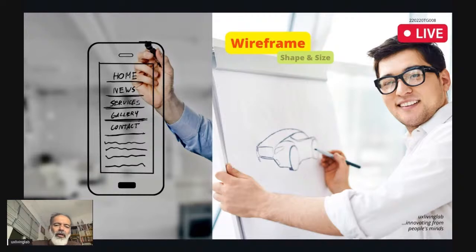Think about the interactive knobs in a car or in your kitchen equipment. The shapes and size are so important. So what shape or what size you have to select for your interface? That is one of the important concerns when you start wireframing. Anyway, wireframing is the first stage of UI design.